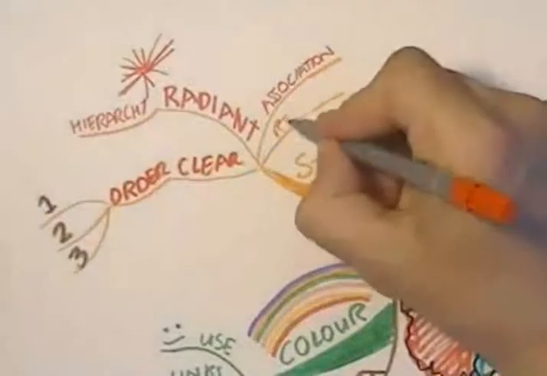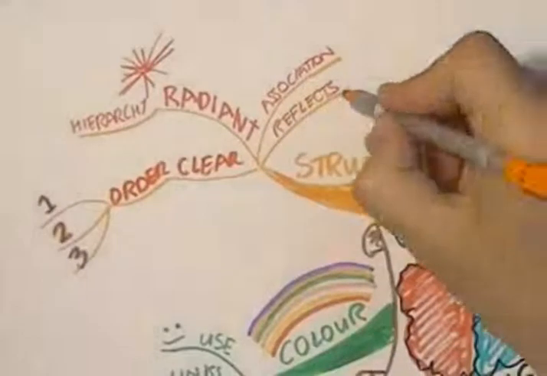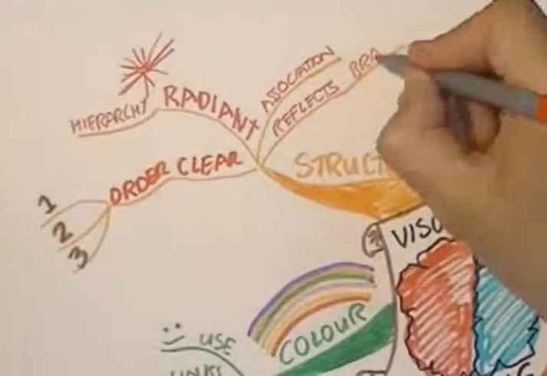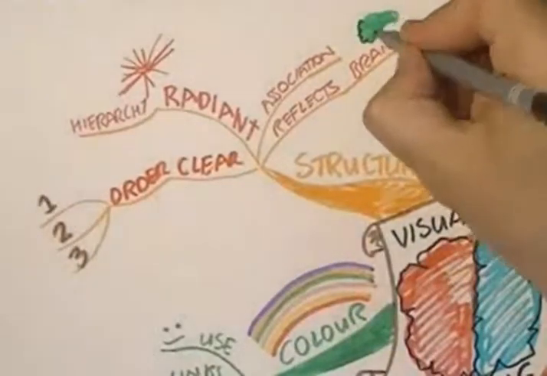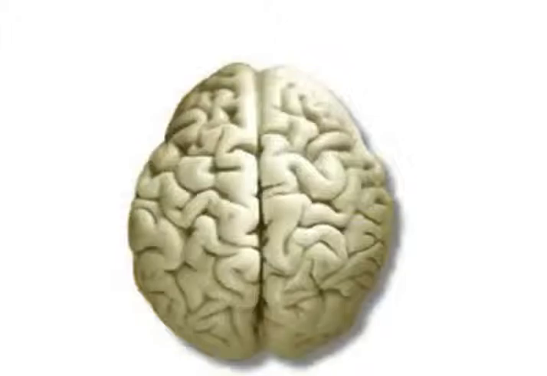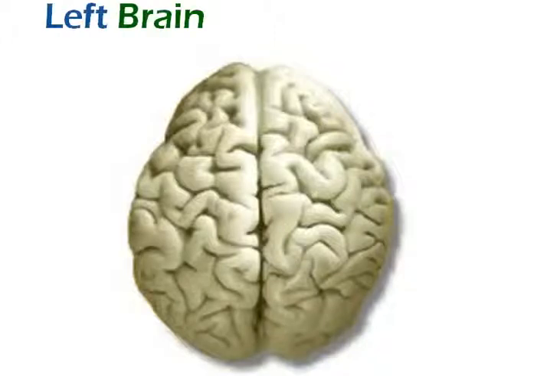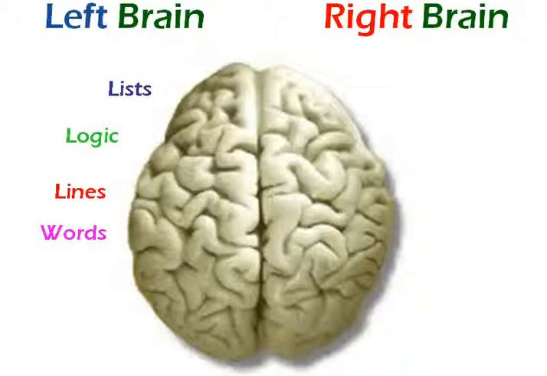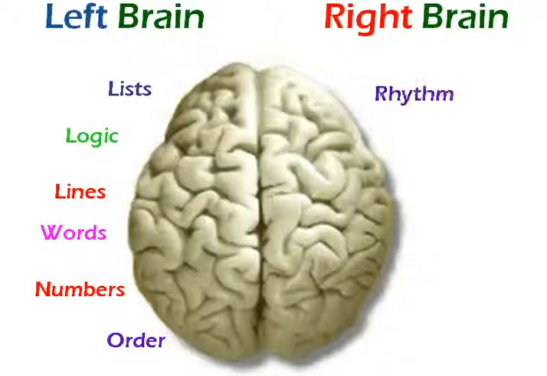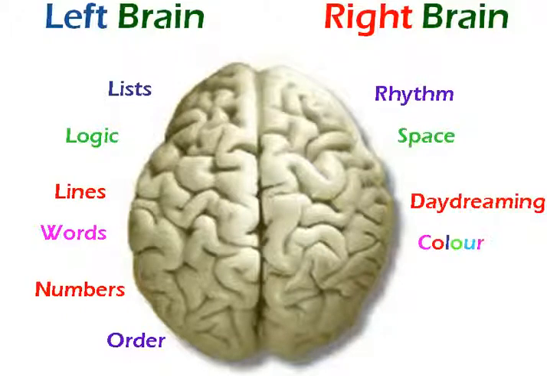And perhaps most importantly, this technique reflects the way our brain functions. We have two sides to our brain. We have a left brain hemisphere and a right brain hemisphere. The left brain likes things like lists, logic, lines, words, numbers, and order. The right side of the brain likes rhythm, space, daydreaming, color, imagination, and the global perspective, the big picture perspective.